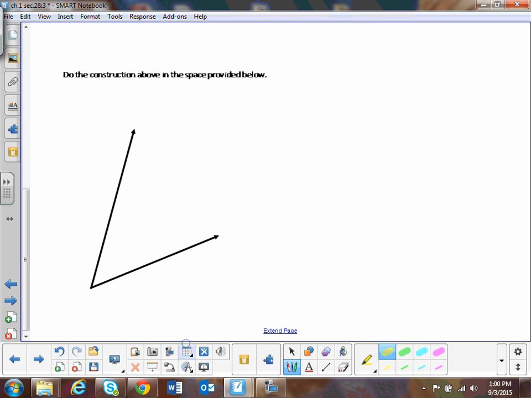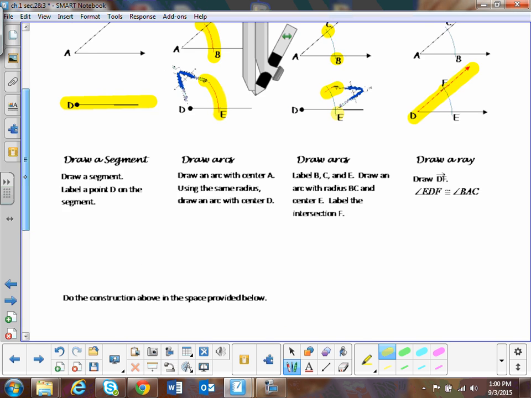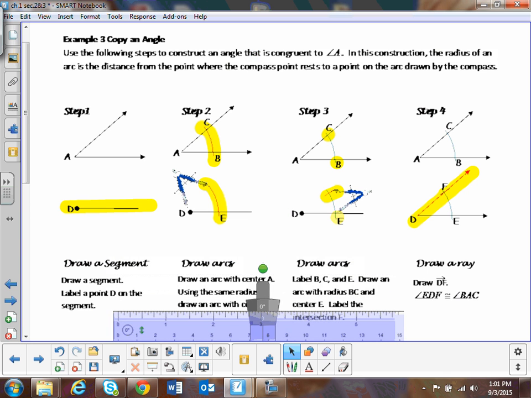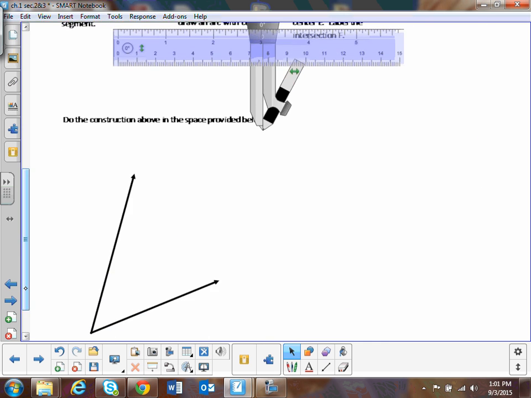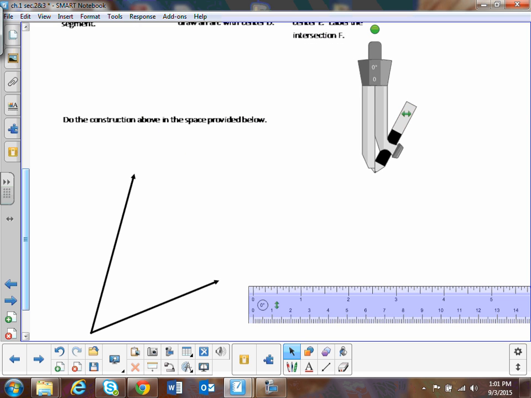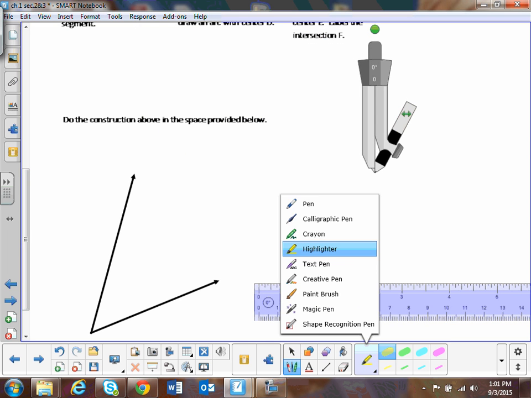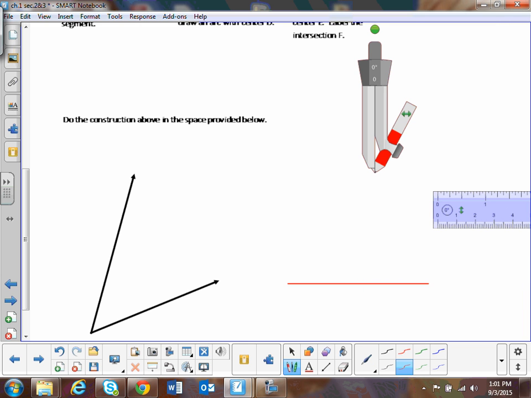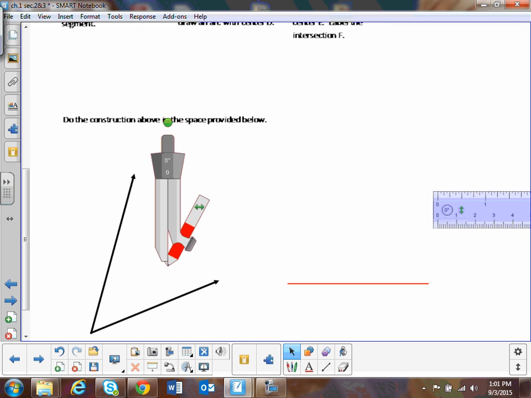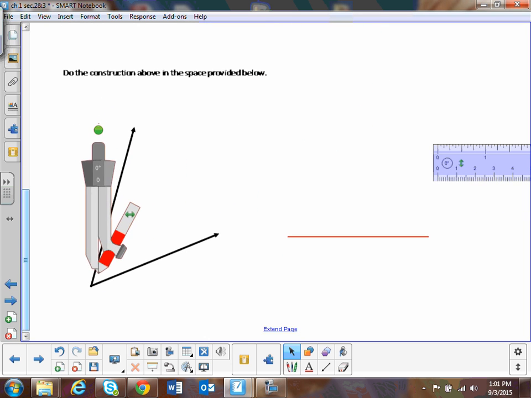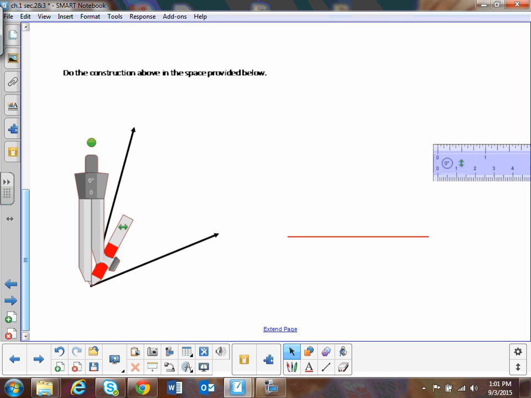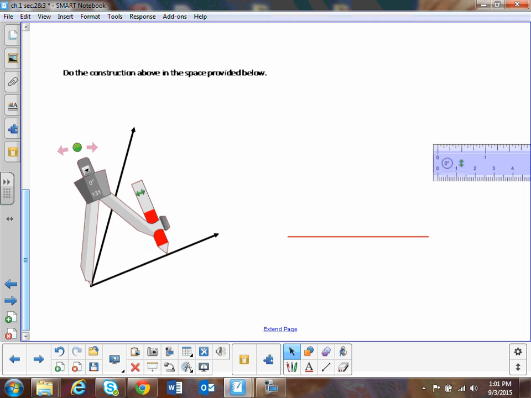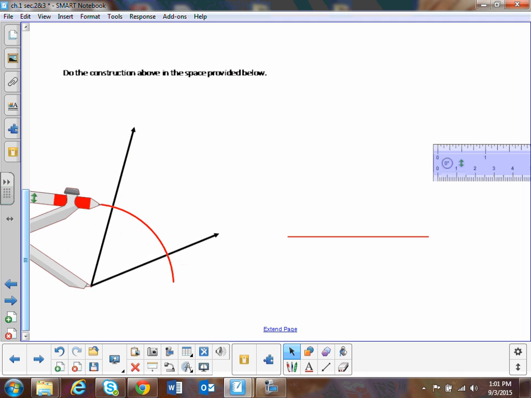So let me get my compass and my ruler. Okay, so first things first, we want to draw a line. Draw a line. That's step 1. Step 2, it says to make an arc on the angle that you're copying. So everybody place your compass on the vertex. And here's where the width of your compass does not matter. Okay, so you just have to make an arc there.